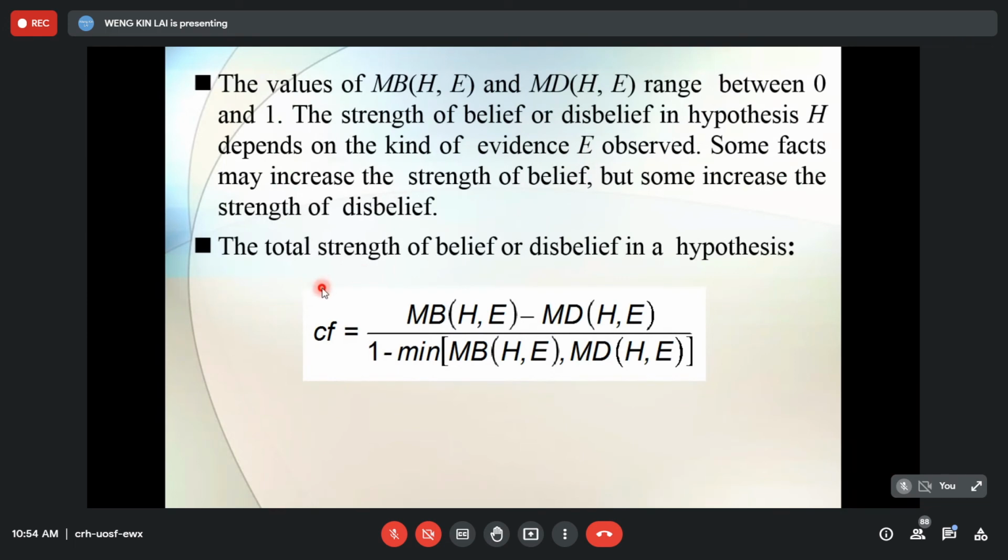The total strength now. So from the measure of belief or disbelief, MB or MD, can be used to calculate your certainty factors, as shown below here. So this will be based on the measure of the belief minus your measure of disbelief, divided by 1 minus the minimum value of either the belief or the disbelief, which is the smaller one, right?